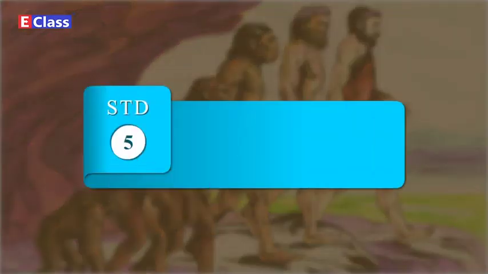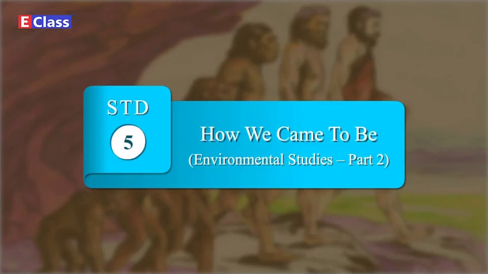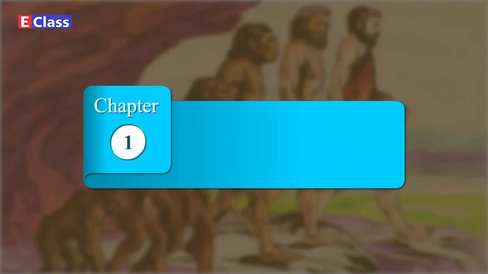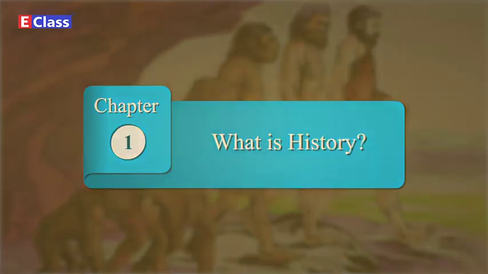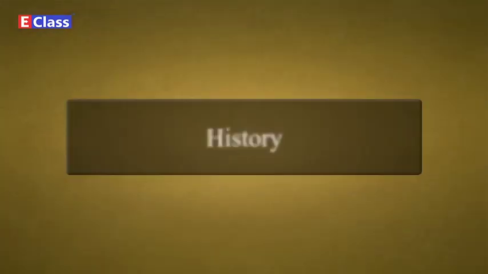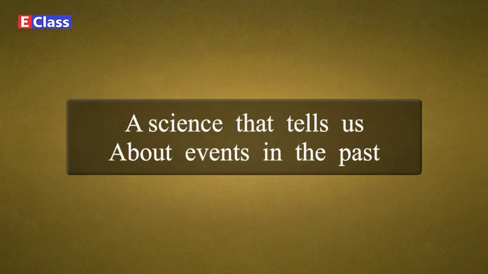Standard 5. How we came to be. Environmental Studies, Part 2. Chapter number 1. What is history? History is a science that tells us about events in the past.